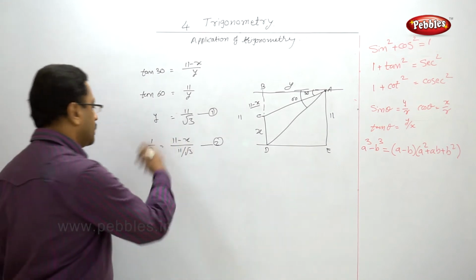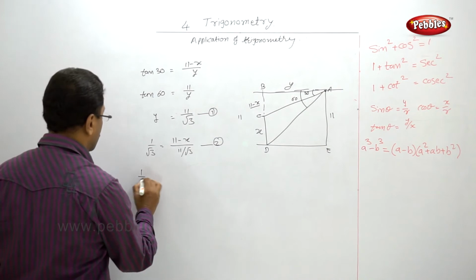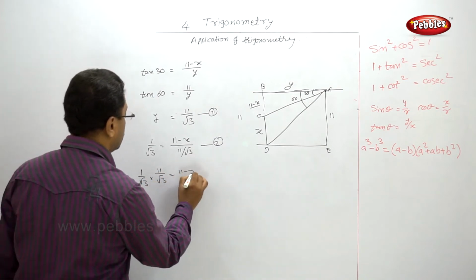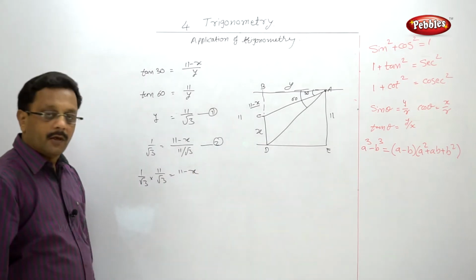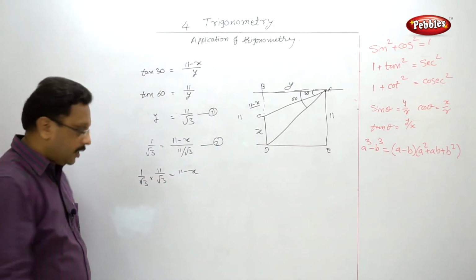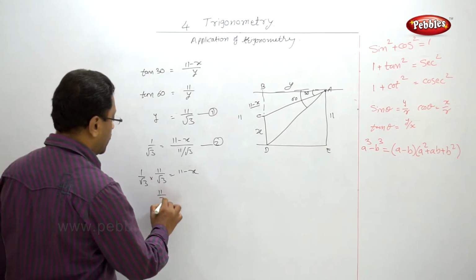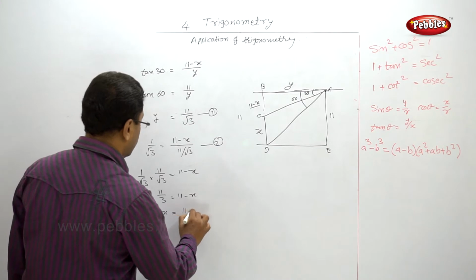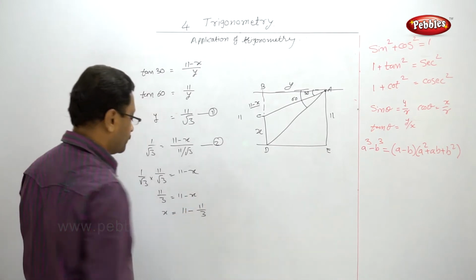Correct? Just try to solve this. So 1 upon root 3 into 11 by root 3 is equal to 11 minus x. Correct? Root 3 into root 3 is 3. So I have 11 by 3 is equal to 11 minus x. So x is equal to 11 minus 11 by 3.